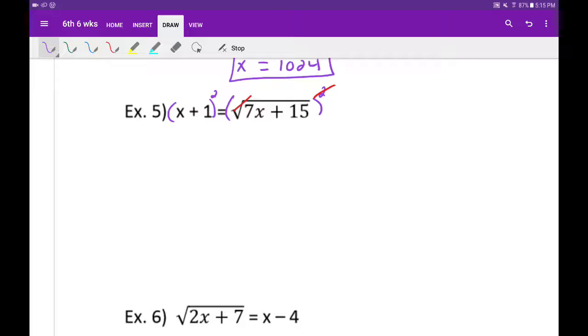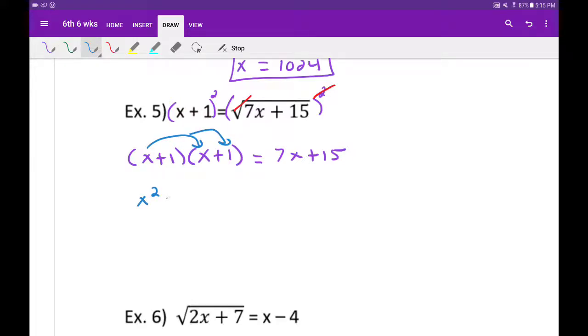All right, so essentially what I have is x plus 1 squared, and those go together. So when I break it apart, that's x plus 1 squared. It breaks up into x plus 1 times x plus 1. Multiply that base by itself twice. Then we get the 7x plus 15 out of the radical. I'll then need to FOIL this part here. Times 1 is 1. Combine like terms, x squared plus 2x plus 1.